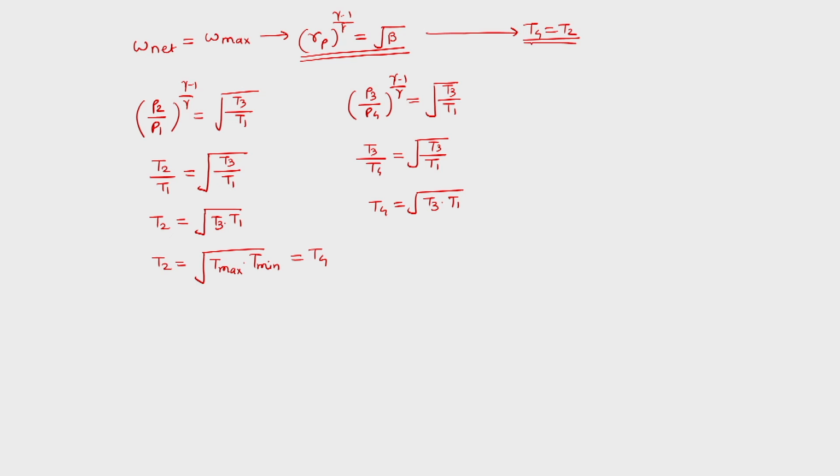What is T4? T4 is the temperature at the outlet of the turbine. What is T2? T2 is the temperature at the outlet of the compressor. So the temperature at the outlet of the turbine and the temperature at the outlet of the compressor should be equal. Okay, so this is the constraint. Then we can draw the TS diagram for this constraint, and see how it would look. Basically what we get here is this. So this is the constraint.